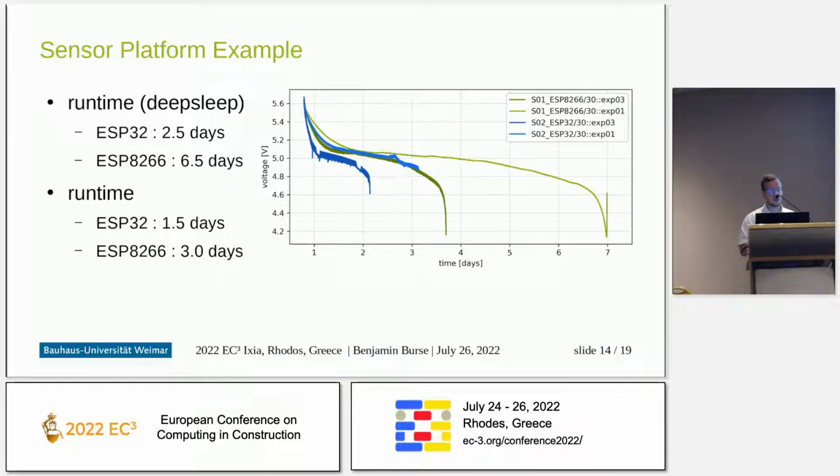So if you don't use that, if you just do a sleep in terms of burning the energy, the ESP32 just came out with 1.5 days, and the 8266 one with 3 days. But if you just make them deep sleep, it lengthened the time of operation until 6.5 days, which is quite interesting for just 4 regular AA rechargeable batteries.